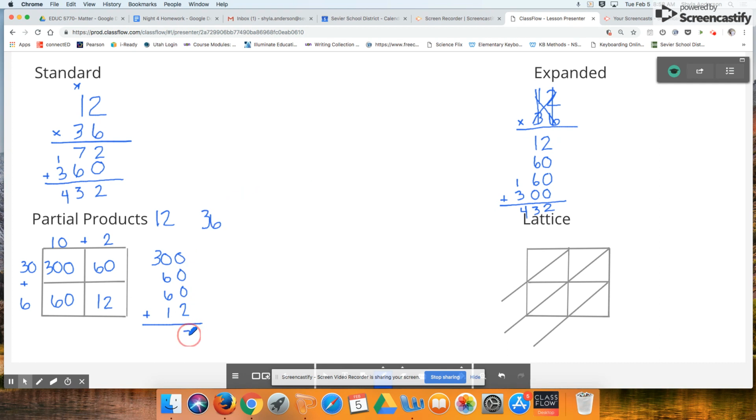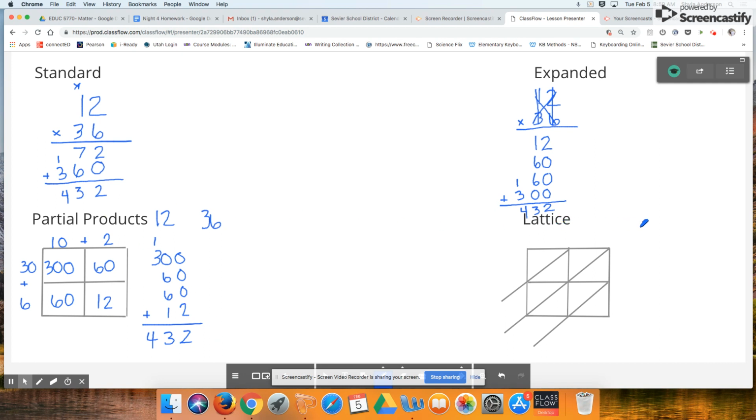2 plus nothing is 2. 6 plus 6 is 12, plus 1 is 13. And 3 plus 1 is 4. Again, our answer is 432, as seen in the previous problems.